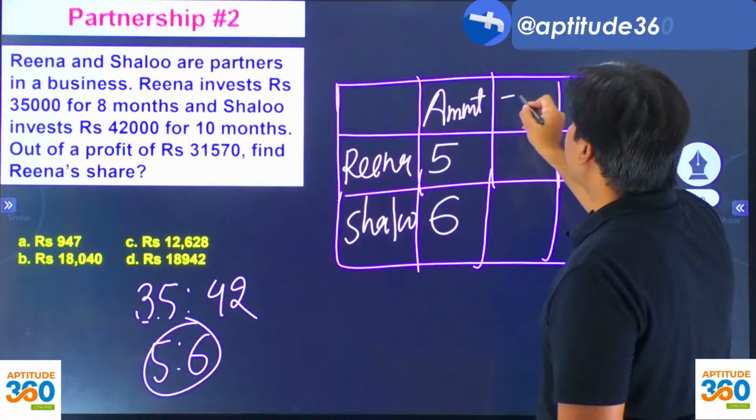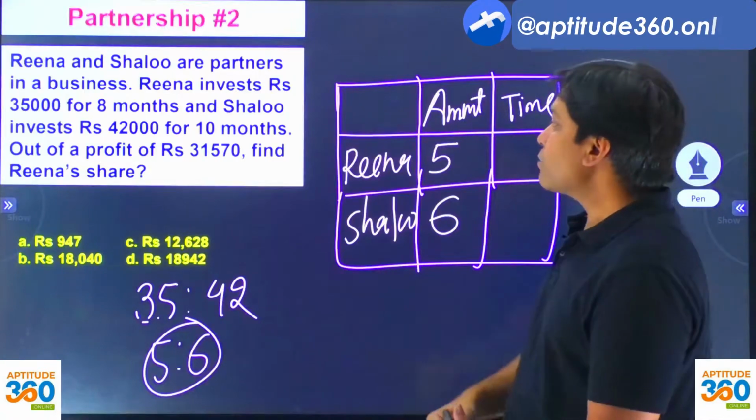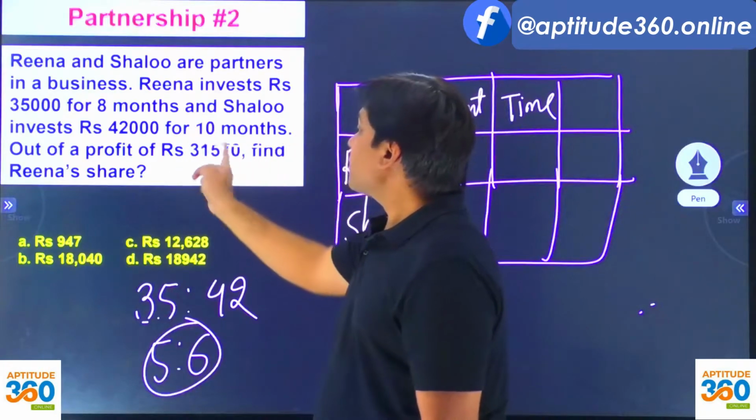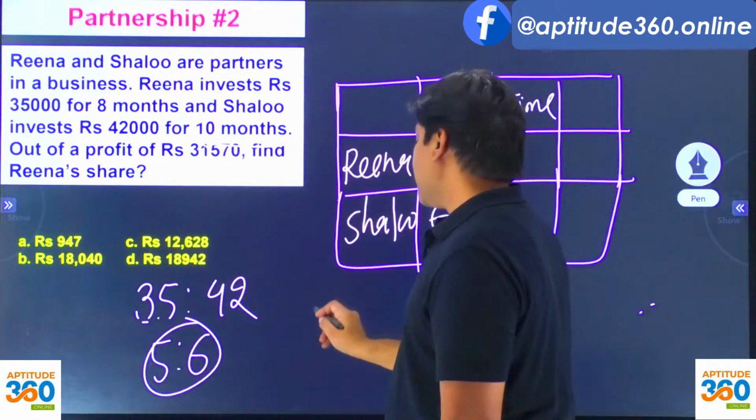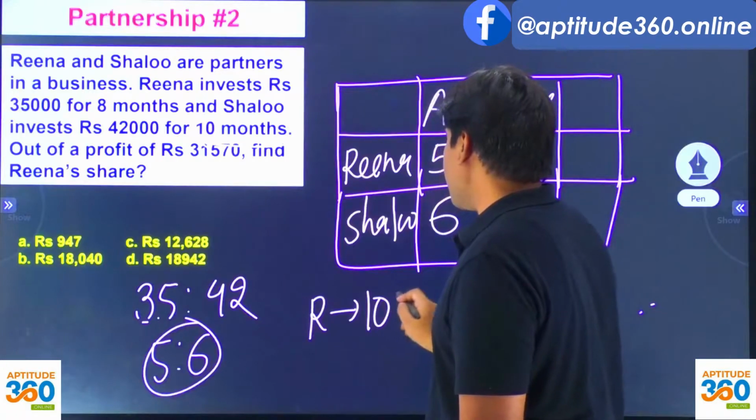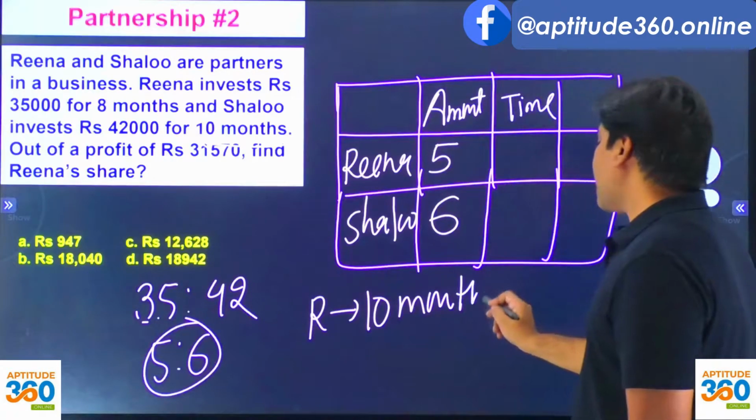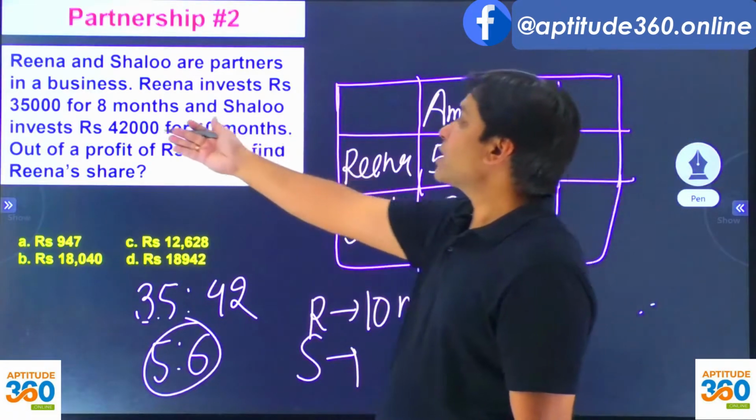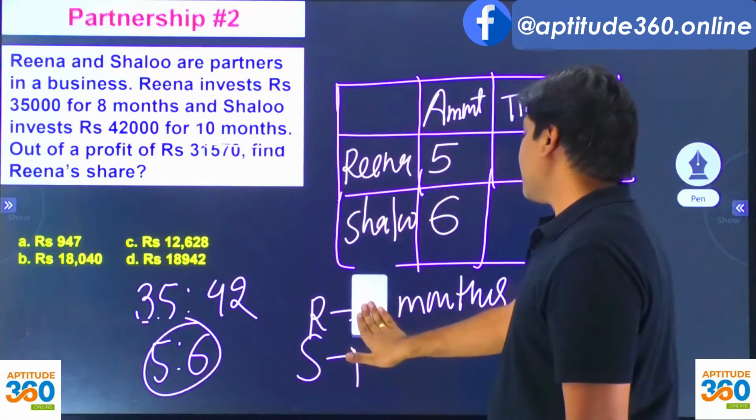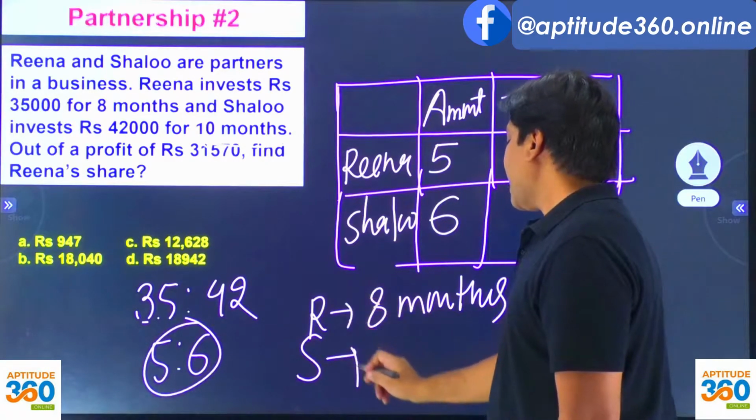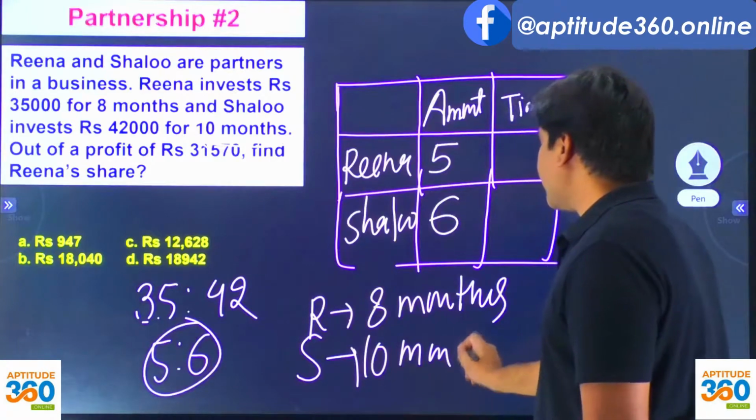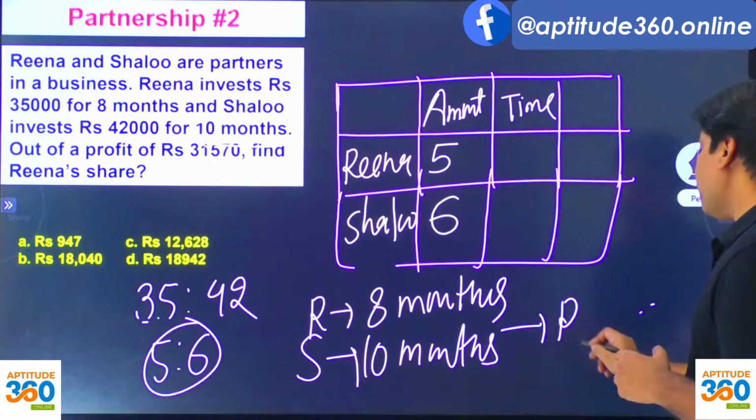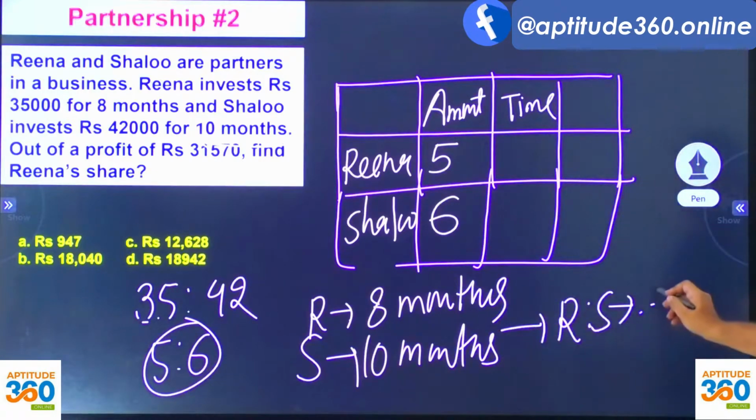And what is going to be the time period? Reena is there in the business for how many months? 10 months. For how many months is Shaloo going to be there? It says that Reena is investing for 8 months and Shaloo is investing for 10 months. So this one will have to be 8 and this one will have to be 10. So can you find the ratio of time of Reena and Shaloo? If you find out, this is coming out as 4:5.